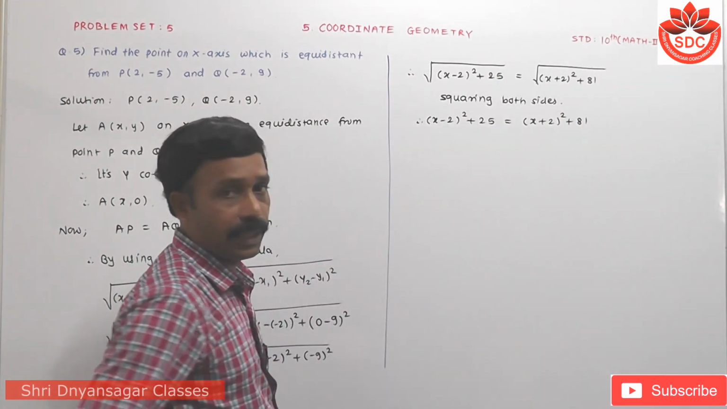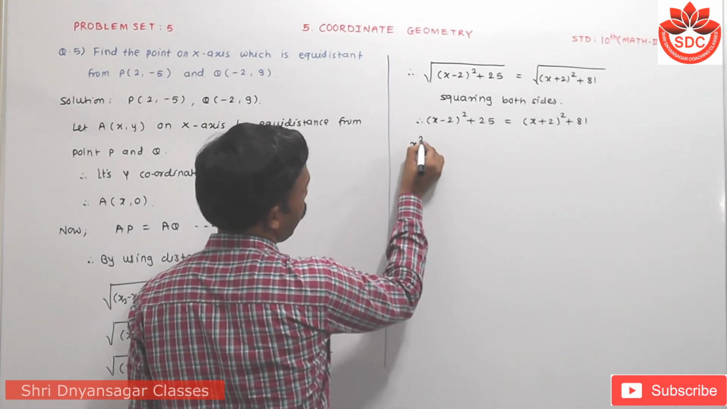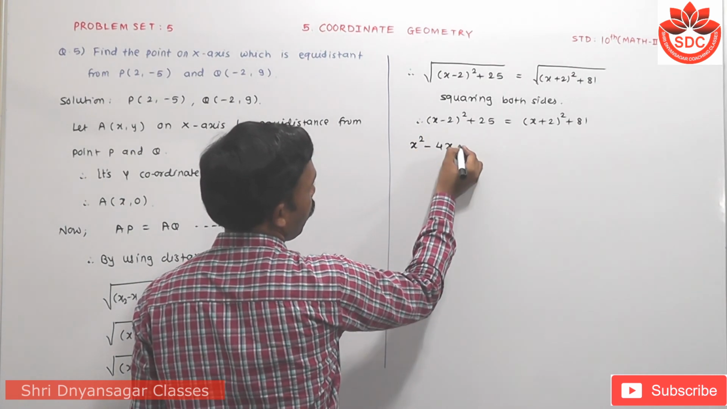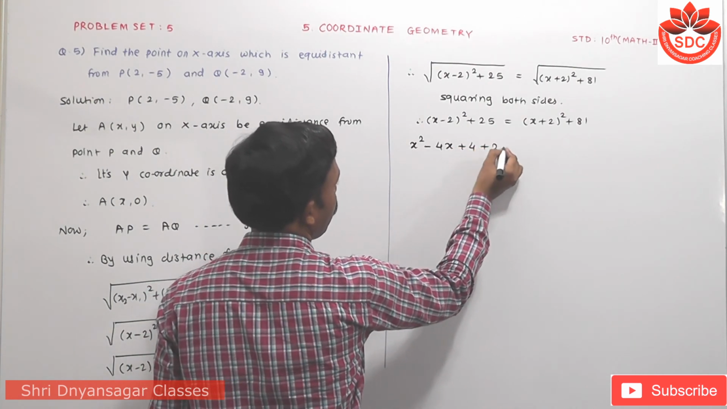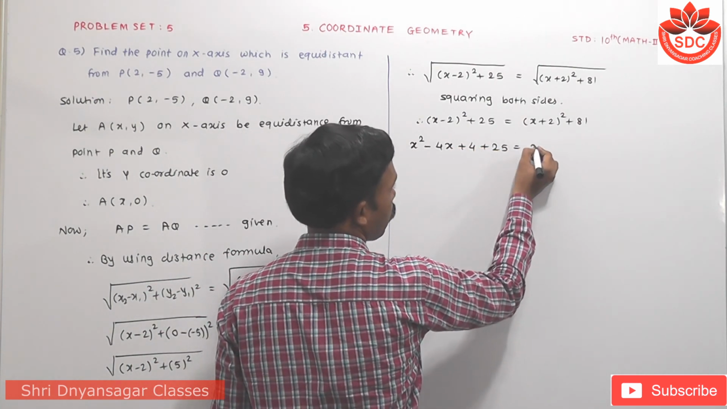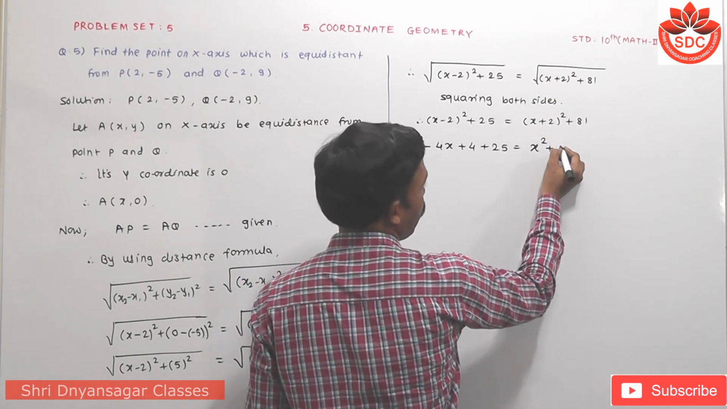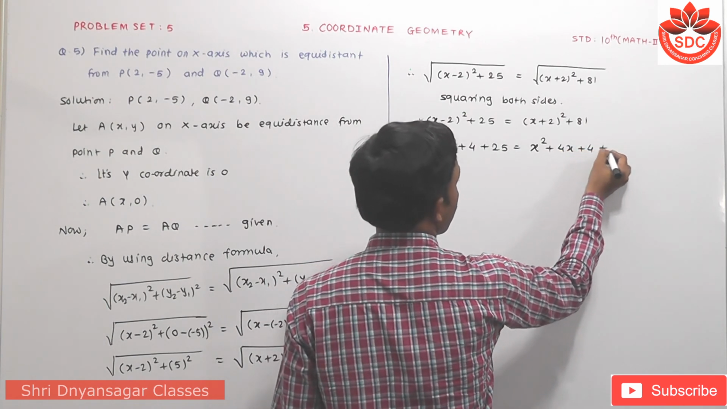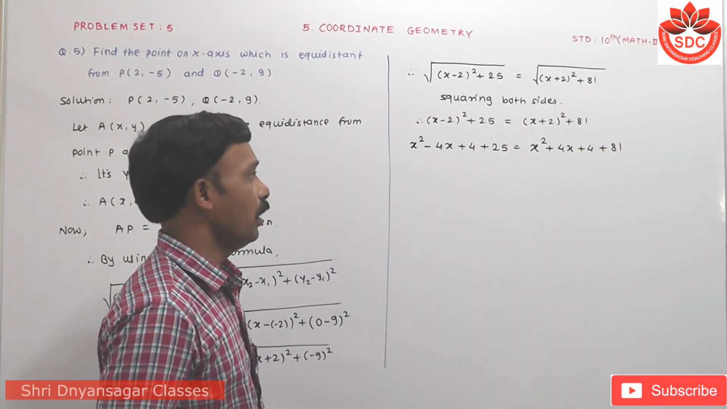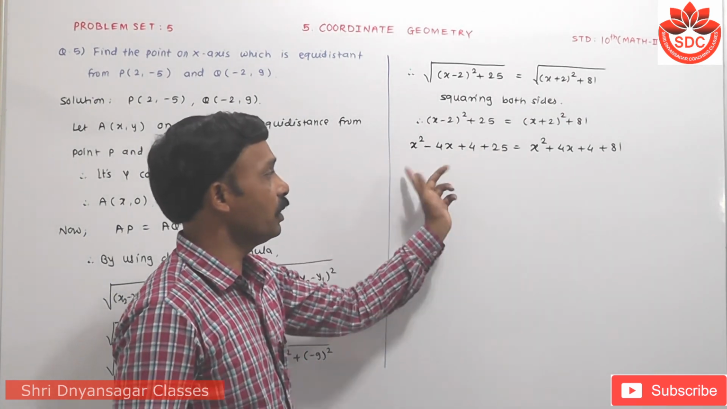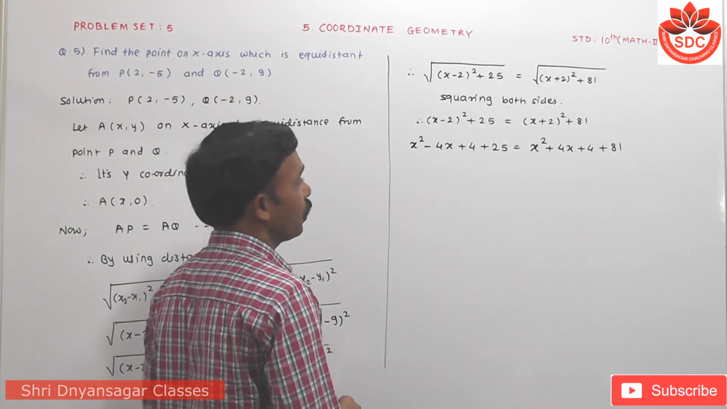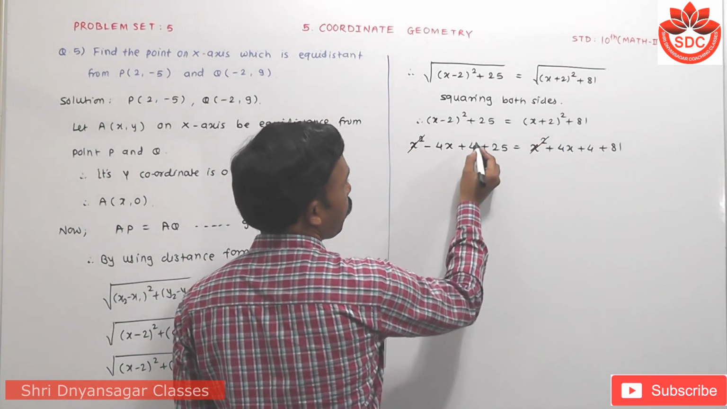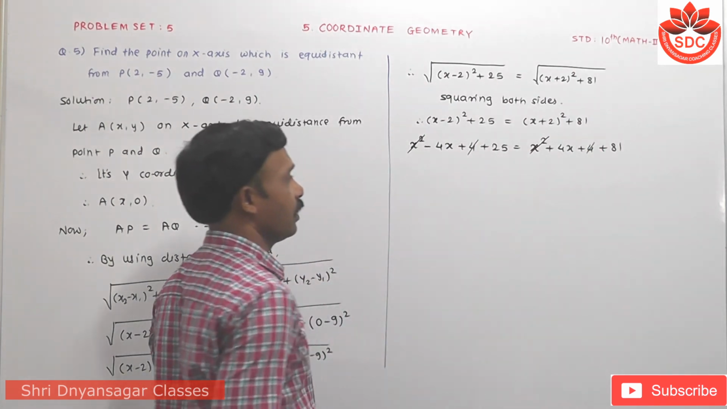Using identity a minus b bracket square is a square minus 2ab plus b square, that is x square minus 4x plus 4 plus 25 is equal to a plus b bracket square, that is a square plus twice ab, means x square plus 4x plus 4 plus 81. Student, the equal sign, on the opposite side there is same sign, they get cancelled. So here x square gets cancelled. Also here is plus 4 and plus 4 also get cancelled.